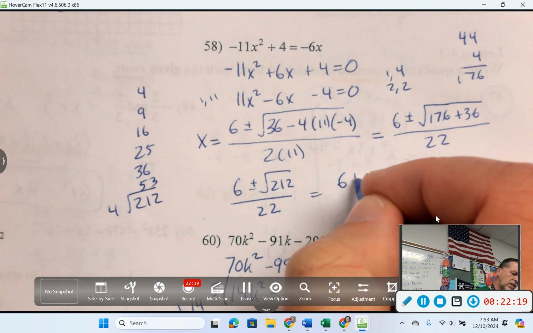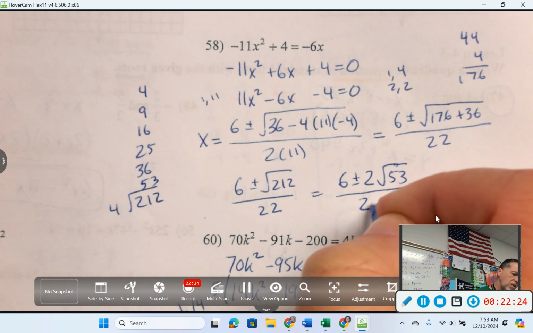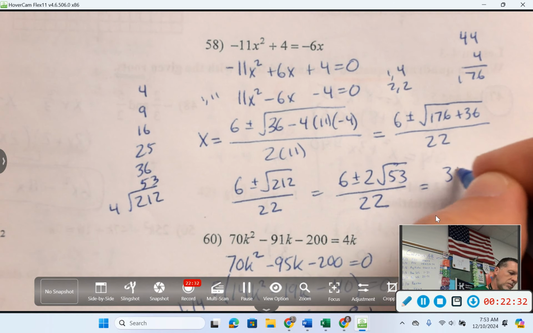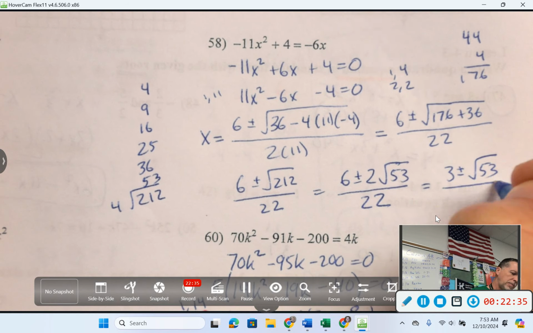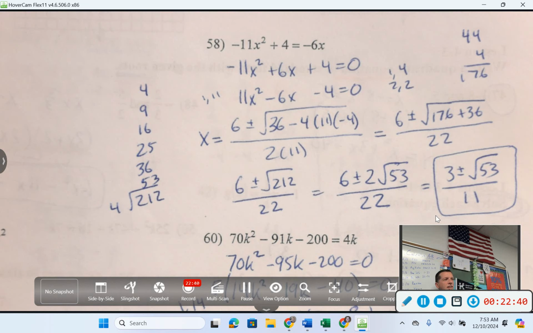So 6 plus or minus 2 root 53 over 22. I can divide everybody by 2. 3 plus or minus root 53, all over 11. So no i's, but definitely a weird square root to deal with. At least we don't have to simplify it. There's no more to simplify.